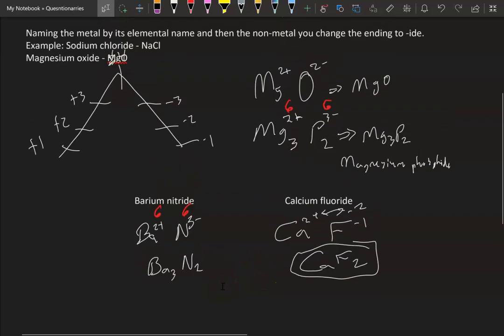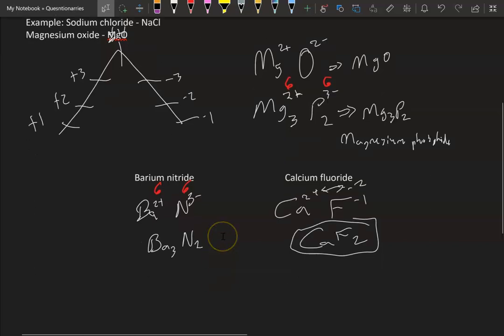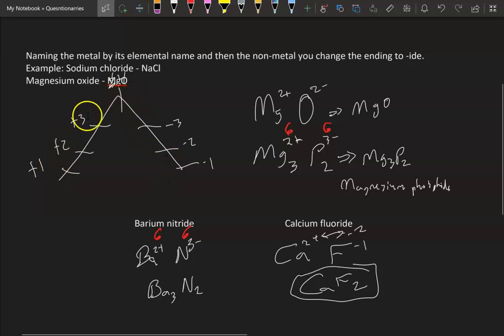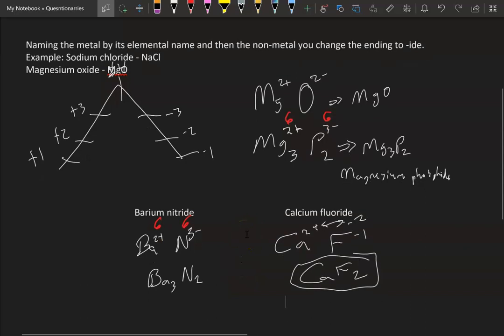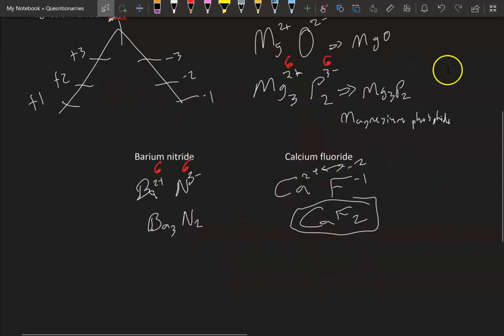So we could continue this, but you know the pattern is still true. You have to pay attention to the charges of the main group elements, and then you have to make sure that you balance those charges with the metal and the non-metal in terms of writing the formula.